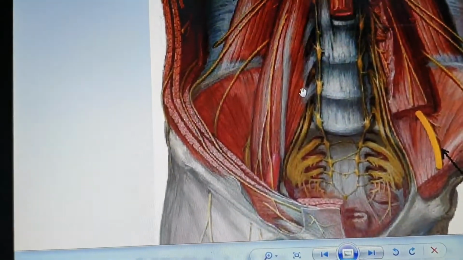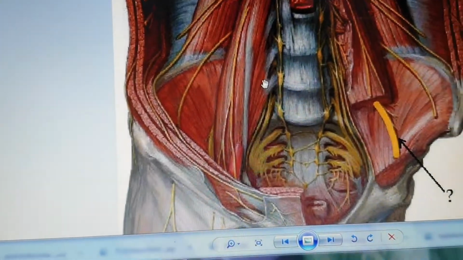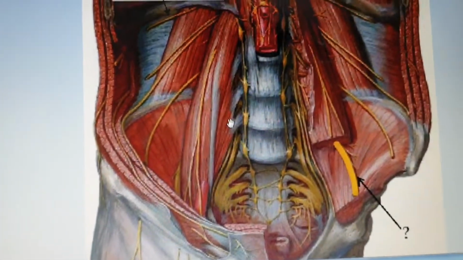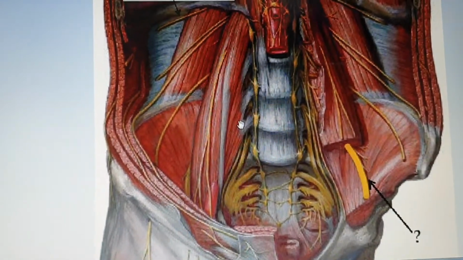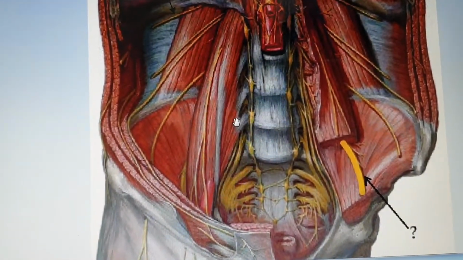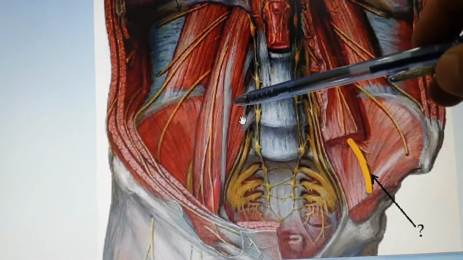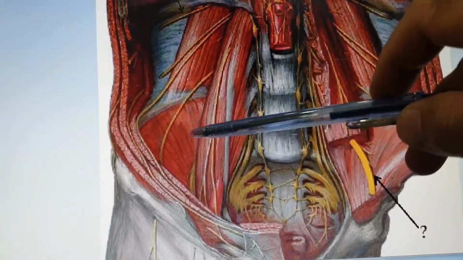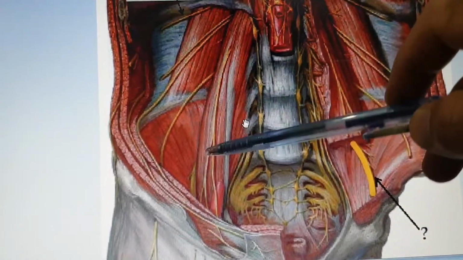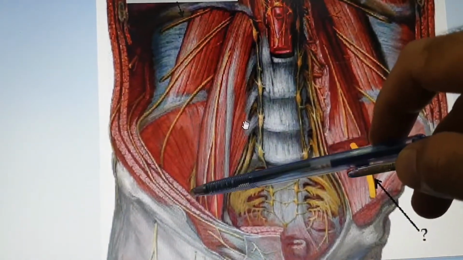So as the lumbar plexus is present inside the psoas major muscle, the femoral nerve also is formed inside the substance of psoas major, and it eventually emerges out of the lateral margin of the psoas major, and you can see it in the gap between the iliacus and psoas major. This is the femoral nerve.